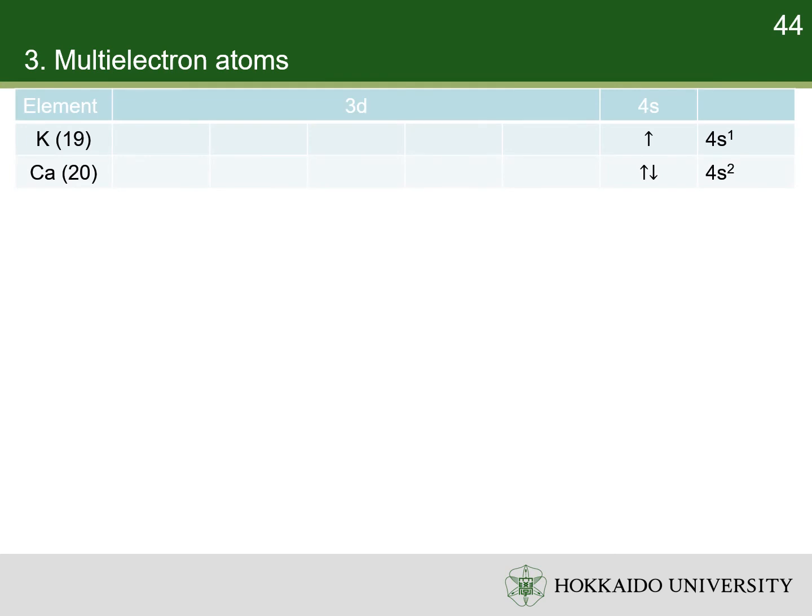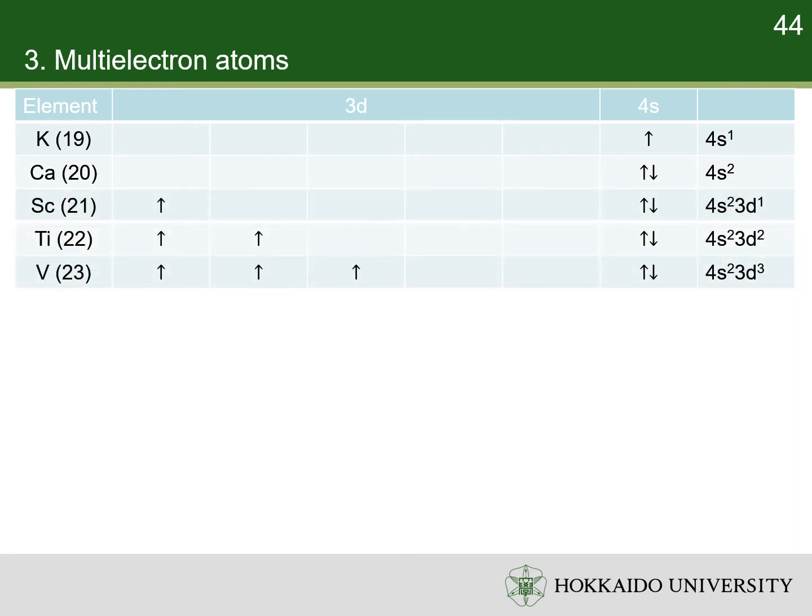Let's jump directly to atoms number 19 and 20. Even though the 3d subshell has lower principal quantum number than the 4s subshell, the 4s subshell has lower energy due to the energy crossover. So, the 4s subshell is occupied first. From atom number 21 to number 23, the newly added electrons occupy different 3d orbitals with the same spin, because the 3d subshell has lower energy than the 4p subshell.